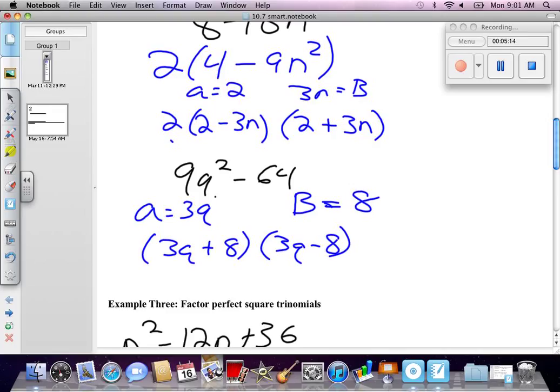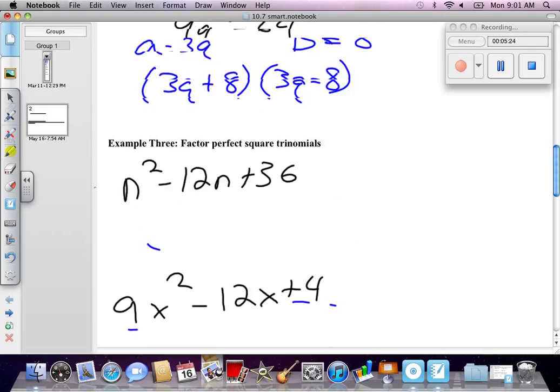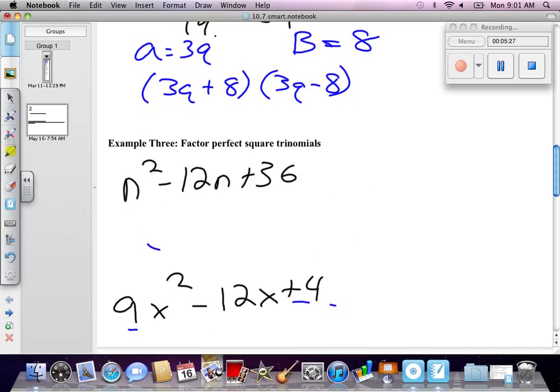Now we're going to talk about factoring perfect square trinomials. So we're going to look at pattern 2 and 3 under the vocabulary. We've got n squared minus 12n plus 36. Christian, if you flipped your paper over and looked on the front, which one does it look like? The first, the second, or the third? The third, because it's got that negative, right?